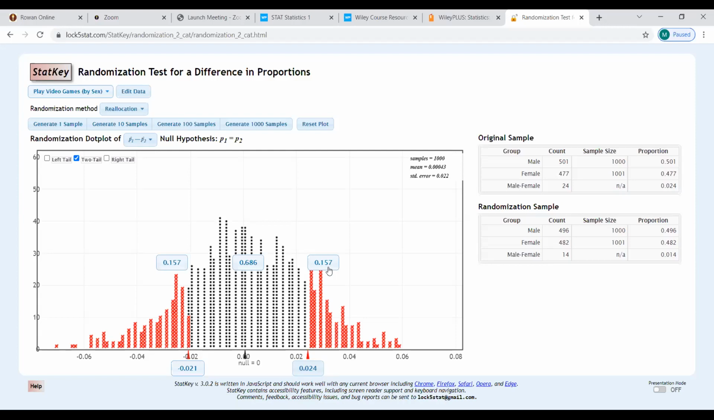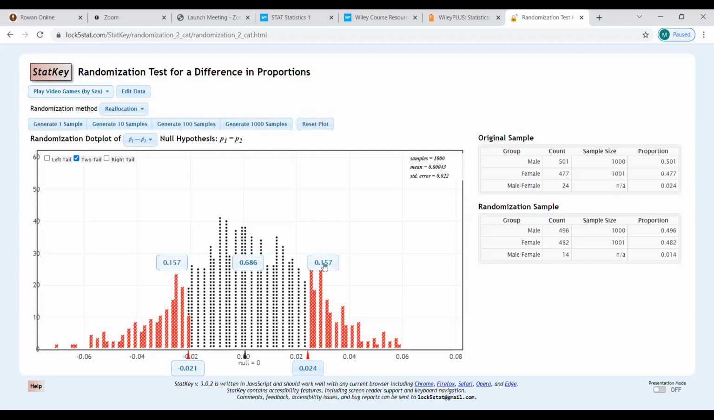And that is the p-value. So for a two-tailed test, you need to take one of those numbers, the 0.157 here, and multiply it by 2. And that is our p-value. So 0.157 times 2 is equal to 0.314. So 0.314 is your p-value in this case, because you have to consider both tails, not just the one tail.